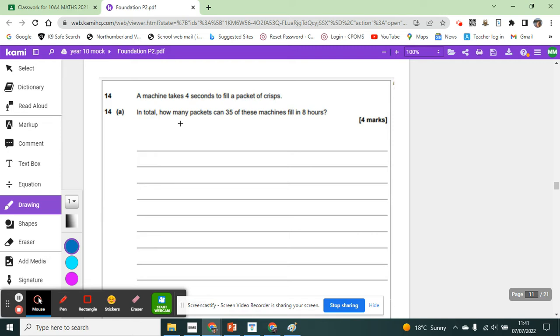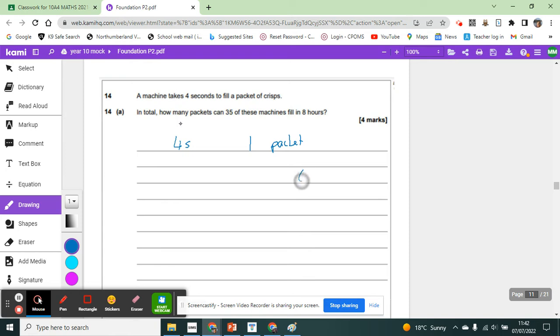Question 14. A machine takes 4 seconds to fill a packet of crisps. So we've got 4 seconds, so 1 packet. In total, how many packets can 35 of these machines fill in 8 hours? So we're going to have 35 in 8 hours. So let's work out what 8 hours is, we're going to have to convert that into seconds, or we can convert the seconds to hours.